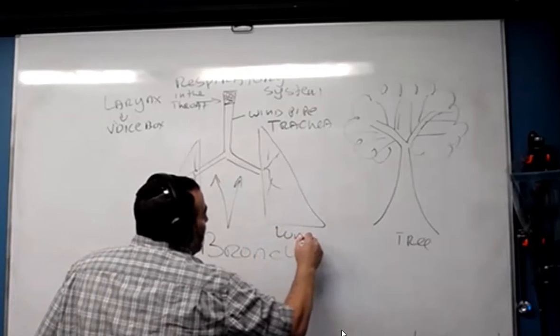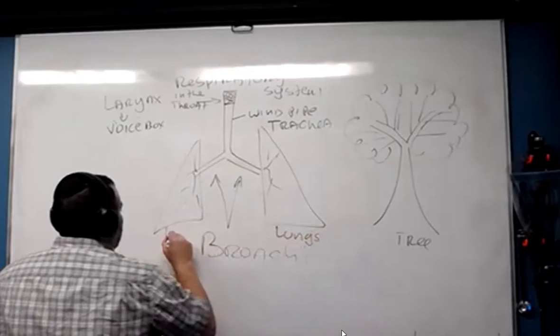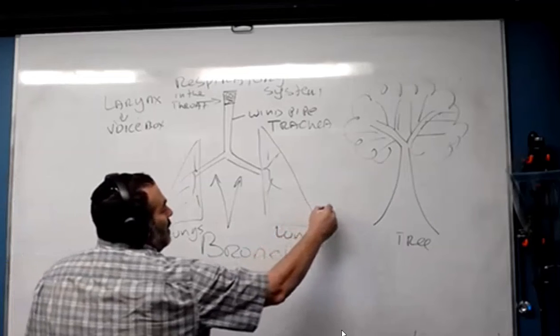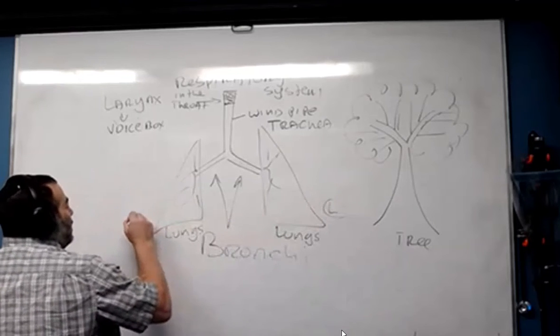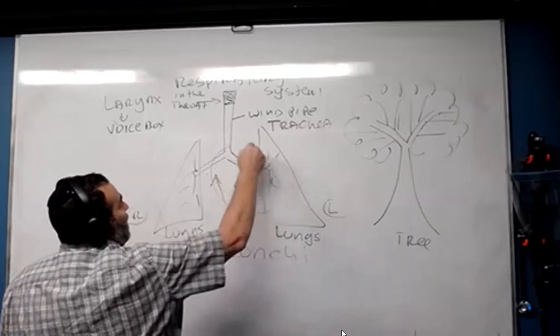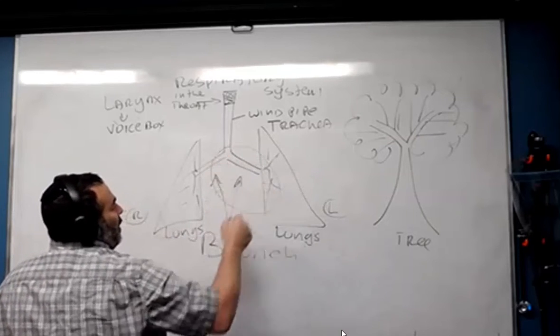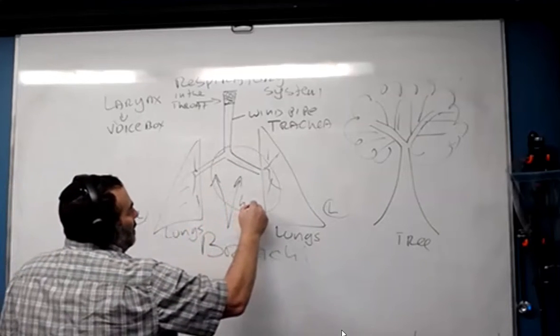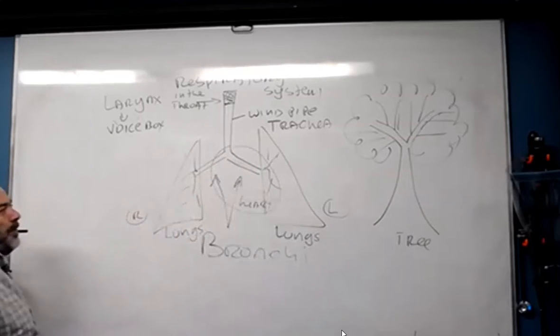These are the lungs. We have one lung on the left side and one lung on the right side. And just so you know what kind of neighborhood this is, this circle that I drew right over here is the heart. That's how they are in relationship to one another. So this is the respiratory system.